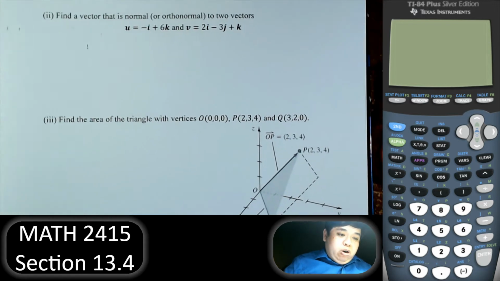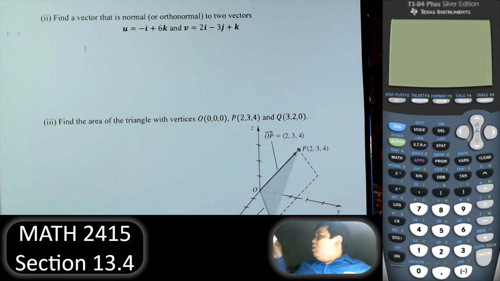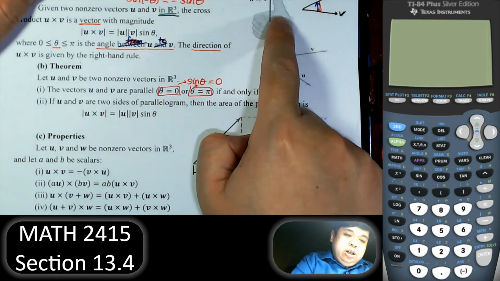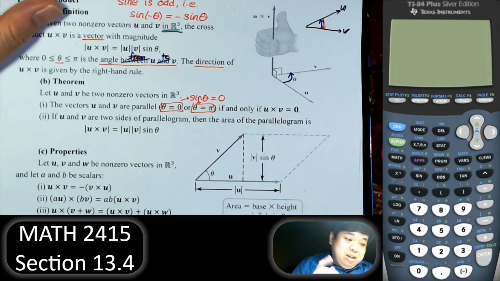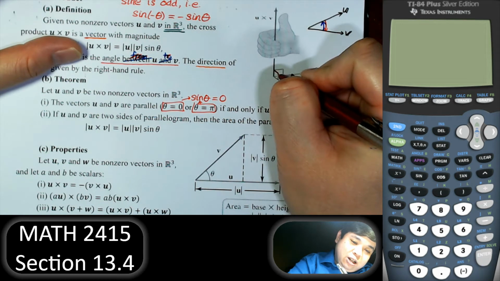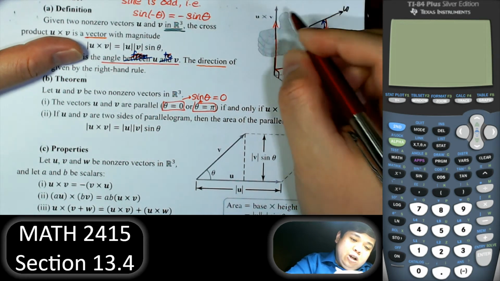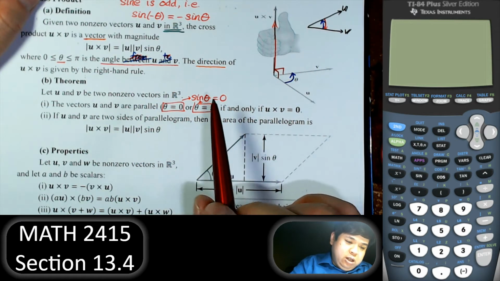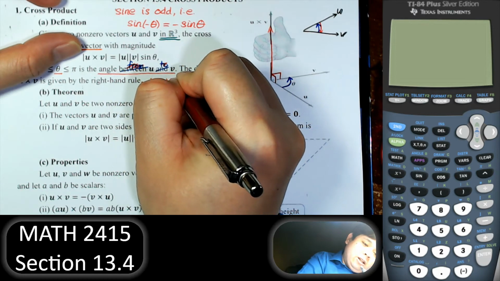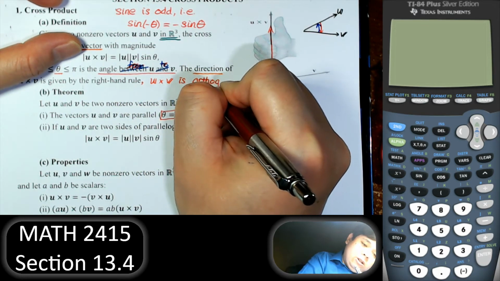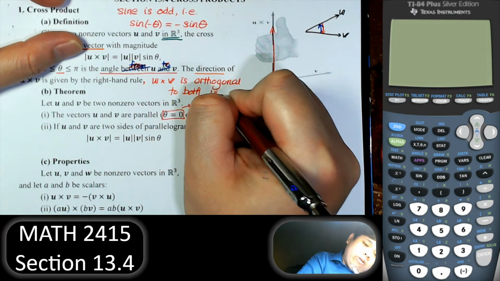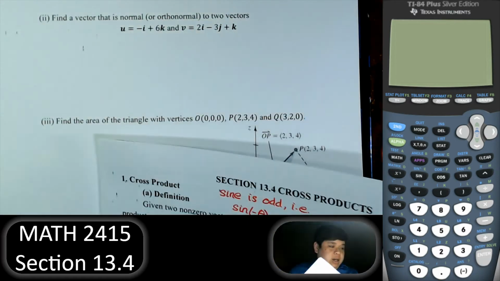Find a vector that is normal or orthogonal to both. One thing we haven't mentioned before: the direction of the cross product is determined using the right-hand rule. Actually, it is in the picture, I just didn't mention it. The direction of the cross product is the third dimension, perpendicular to both. So the cross product is perpendicular to the plane containing the two vectors. We say u cross v is orthogonal to the plane containing u and v, or just orthogonal to both u and v. So that is the direction.